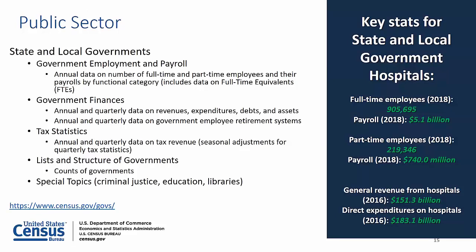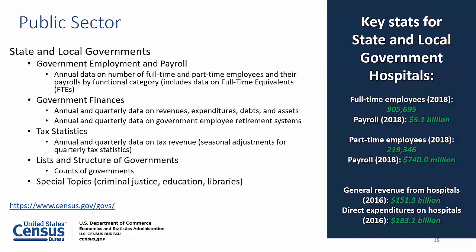Data on employment and payroll is shown for annual data on the number of both full-time and part-time employees and their payrolls by functional category. This is a really great feature, so what are those workers doing? The finances data include annual and quarterly information on revenue, expenditures, debts, and assets. That program also includes information on government employee retirement systems. The tax statistics information includes annual and quarterly data on tax revenues, and these data are seasonally adjusted for the quarterly tax statistics. Finally, again, we have the counts of governments and these special topics.